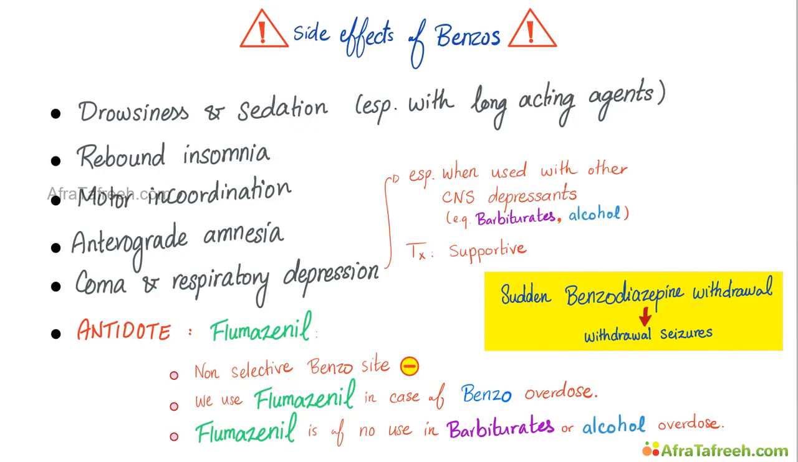Flumazenil. It's a non-selective benzodiazepine inhibitor. It doesn't care whether it's alpha 1, alpha 2, alpha 3. Who cares? We use flumazenil in case of benzo overdose. Flumazenil is of no use for barbiturate intoxication or alcohol overdose. Please be careful. Sudden benzodiazepine withdrawal will lead to withdrawal seizure.